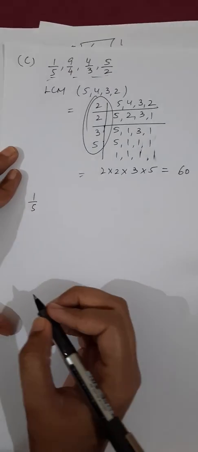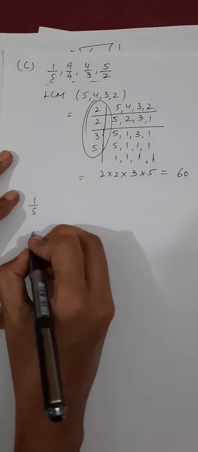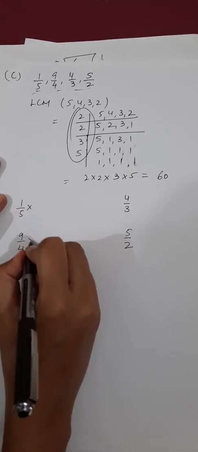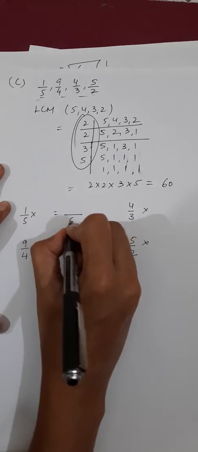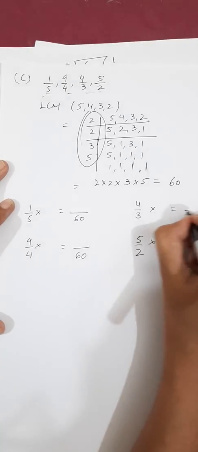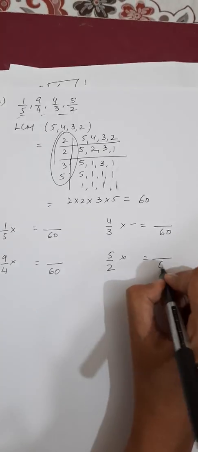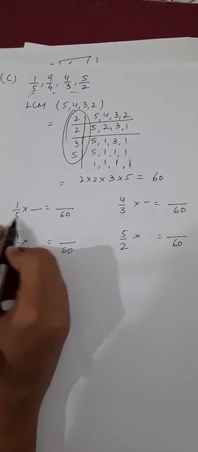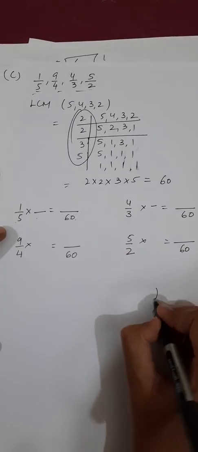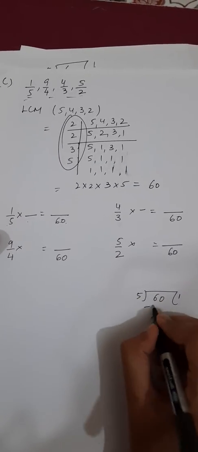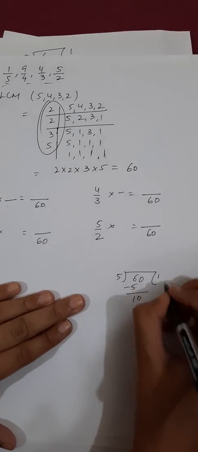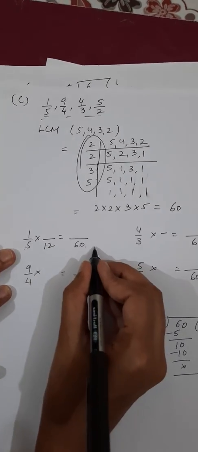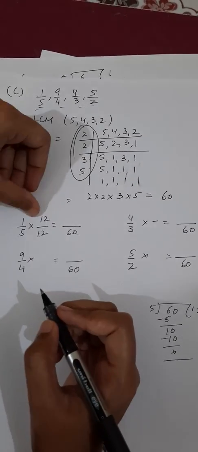1 upon 5. Now I'm going to write all these fractions: 1 upon 5, 9 upon 4, 4 upon 3, 5 upon 2. I have to multiply with a certain number so that I can get denominator 60. Now what should I multiply with 5 so that I can get 60? Let us divide 60 by 5. When I divide it, I am getting 12. So that means 12 5s are 60, and here also I'm going to write 12, up 12, down 12.